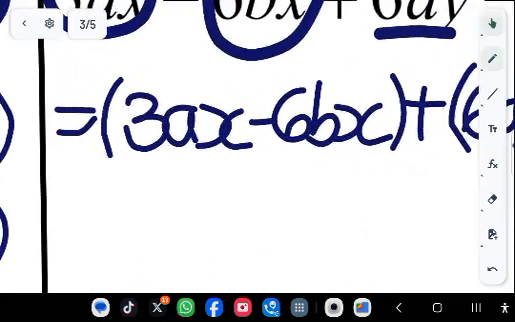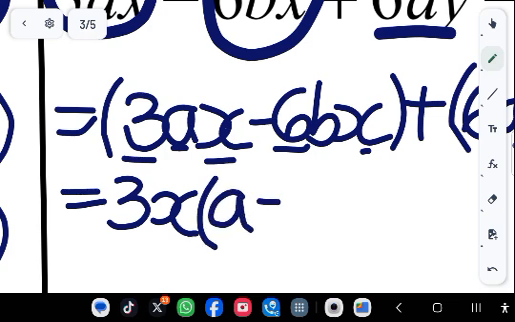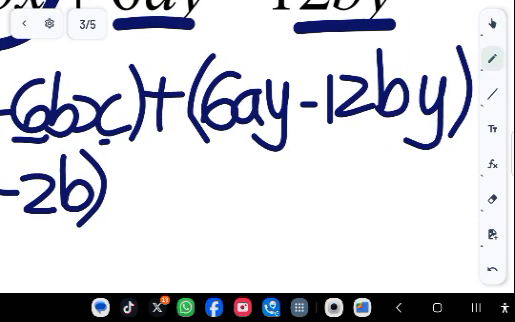Now let's take out a common factor here. The common factor between 3ax and 6bx minus 6bx is 3. The common factor of the numbers is 3. A and b do not have a common factor, but x and x are a common factor. So we take that out, and that leaves us with a minus 2b in bracket. On the other side, same story.